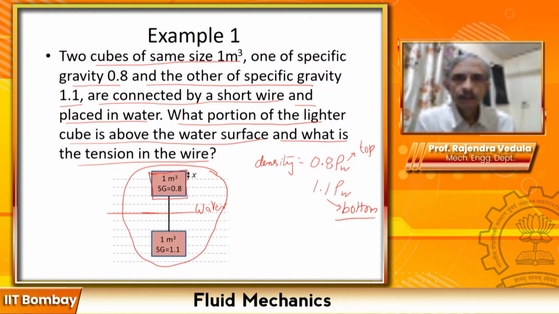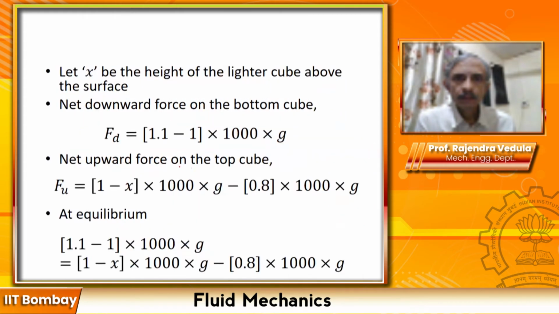All right, good. So let x be the height of the lighter cube above the surface of the water. Okay. So you have the above cube and you say that this is x.